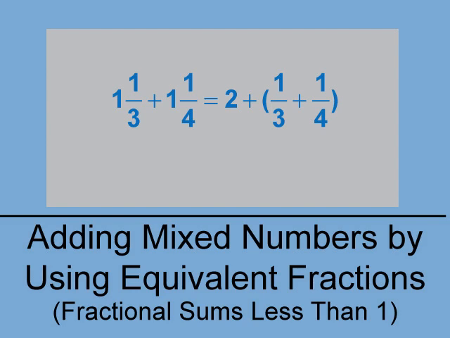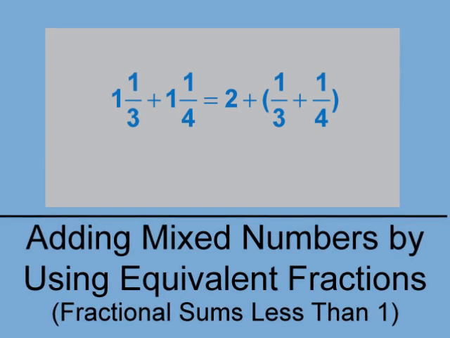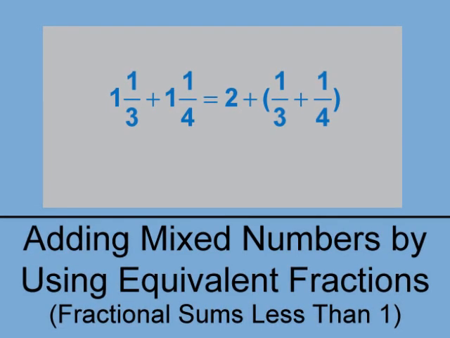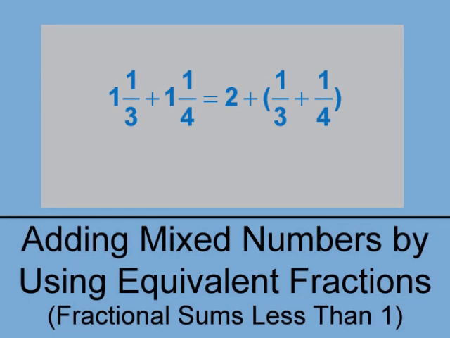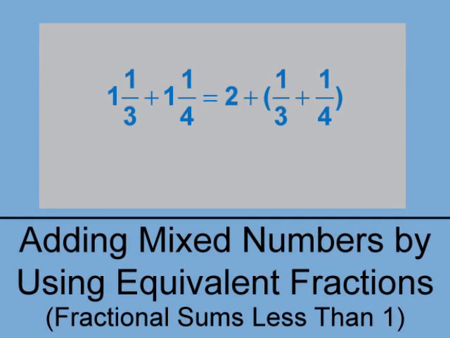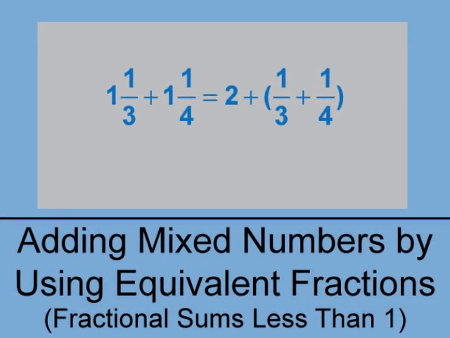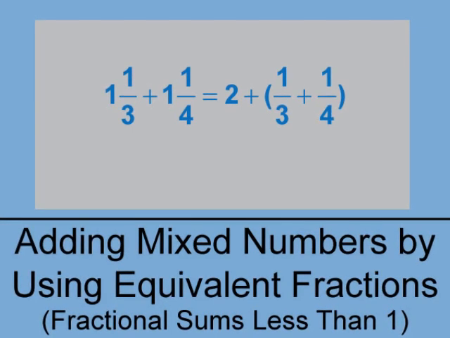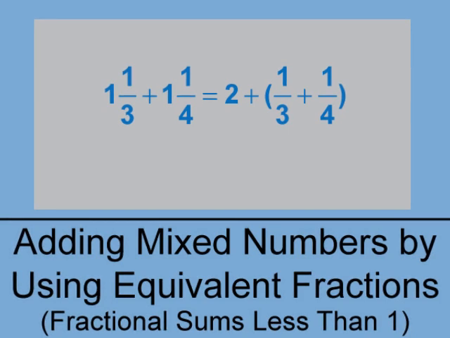An effective technique for adding mixed numbers with unlike denominators is to generate equivalent fractions in order to find a common denominator. In this video, we will use this technique to add two mixed numbers with unlike denominators. In each case, the fraction sums are less than 1, and the solution is written as a mixed number in simplest form. Let's start with an example.